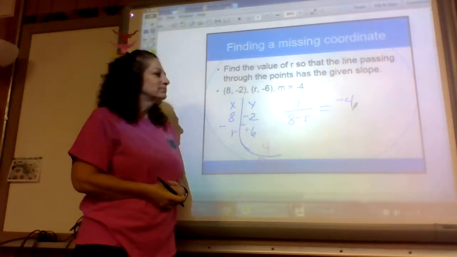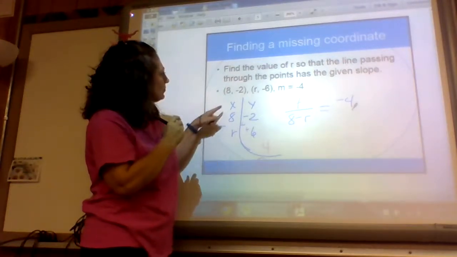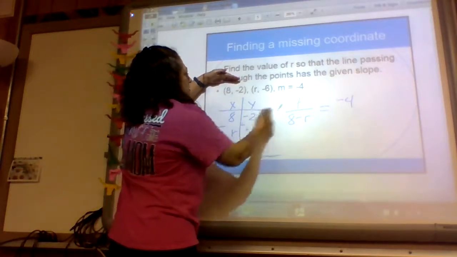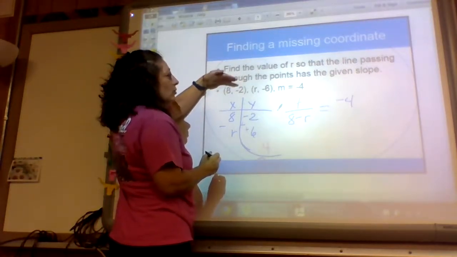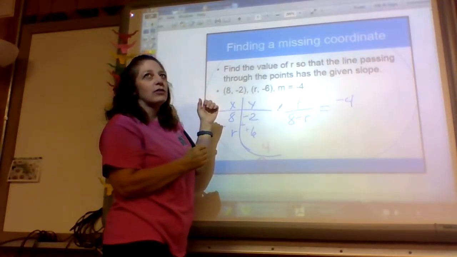So wait, why did you use like 8, -2? Like on the same side across from each other. Okay, so I used the coordinate points. This is just one method. You don't have to use this method.